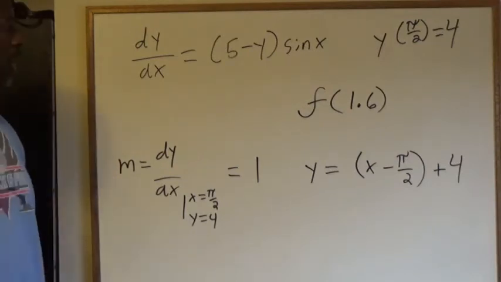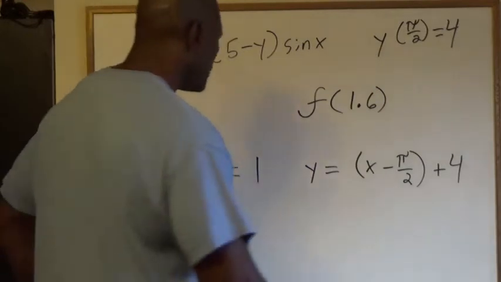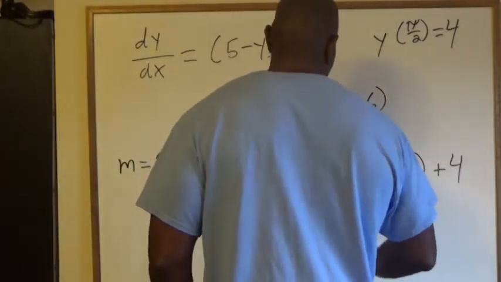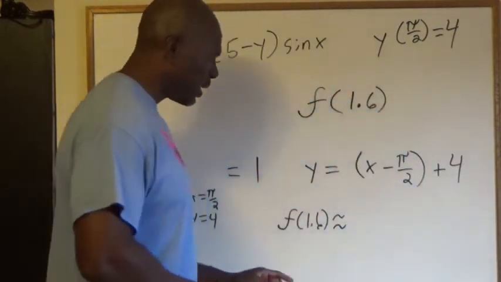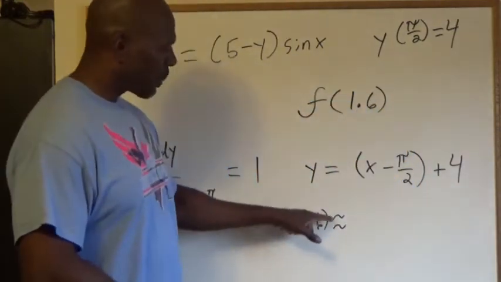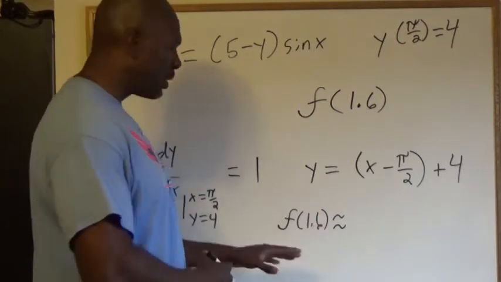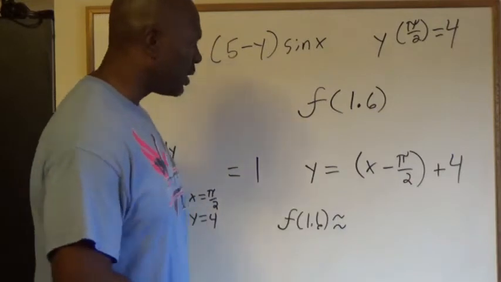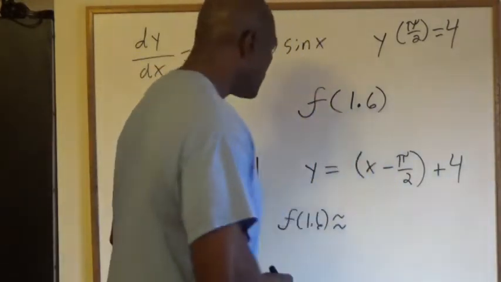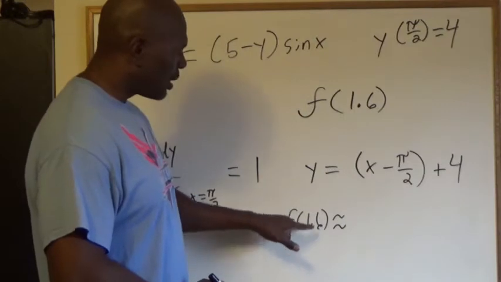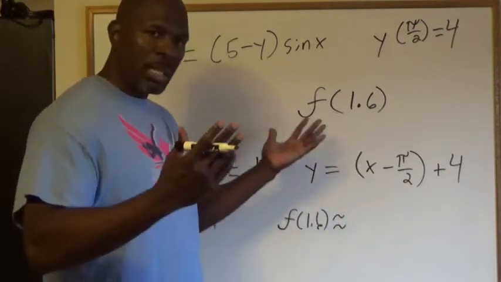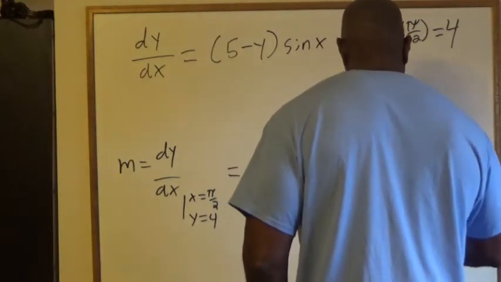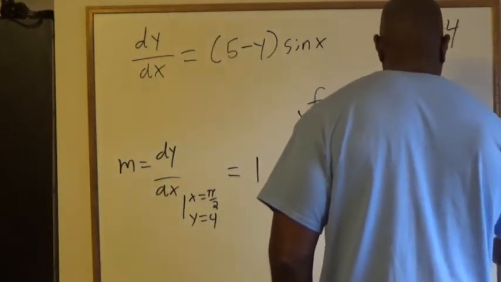And now to use it to approximate f of 1.6, f of 1.6 is approximately, now again, this is a tangent line approximation, so we use the approximation symbol. However, if you use the equal sign, you still would get full credit, but technically I'm doing an approximation here. So for the approximation, I'm just going to plug this number in for x, and that's really it. So it will be 1.6 minus pi over 2 plus 4, done.